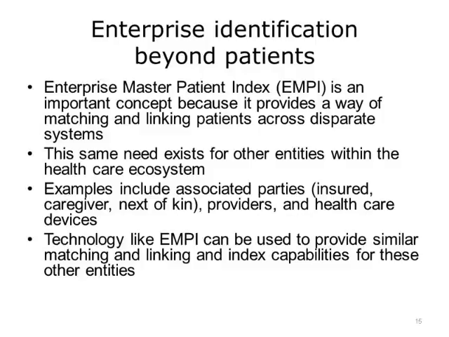Examples include people or organizations associated with a patient, like the insured, the caregiver, or their next of kin. Providers are another important entity that need to be tracked across systems. Healthcare devices might be another example. Technology like EMPI can be used to provide similar matching and linking, and index capabilities for these other entities.